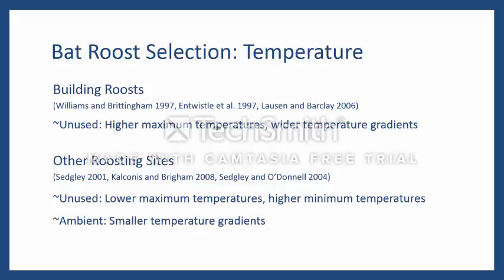These are mainly ones that have considered tree roosts and rock roosts, and they found that relative to unused buildings, roost buildings had lower maximum temperatures and higher minimum temperatures. So when the building is at its coolest, it's still warmer than an unused building. And when the building is at its hottest, it's still slightly cooler than an unused building.